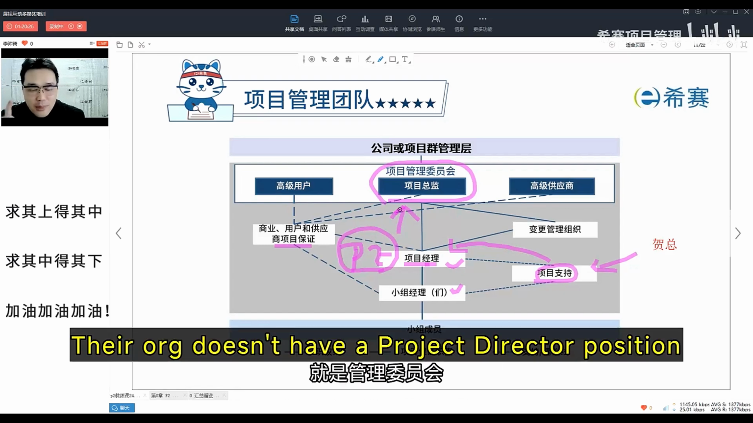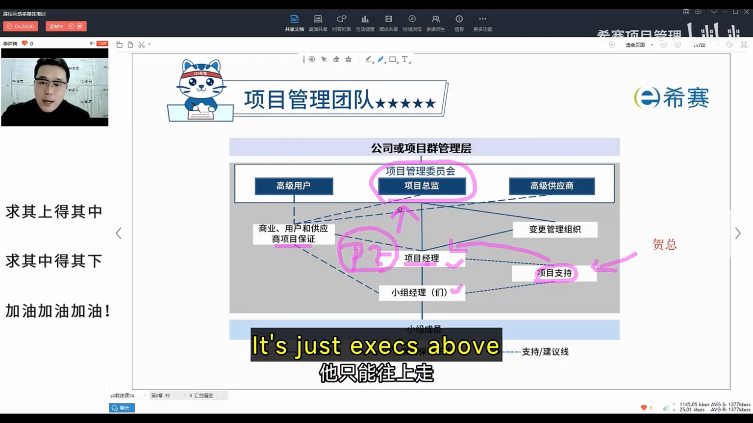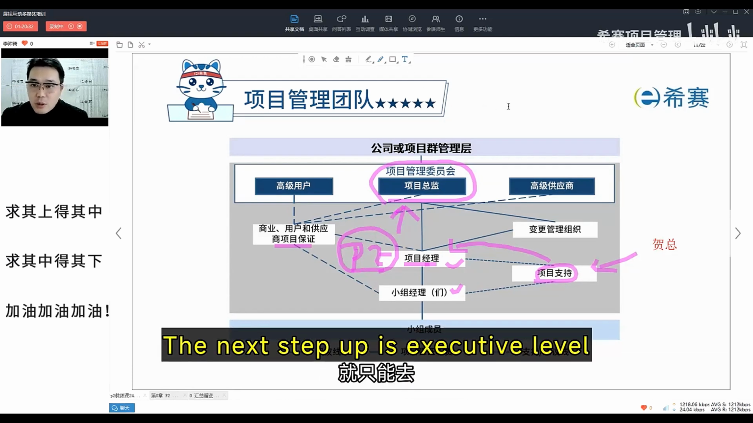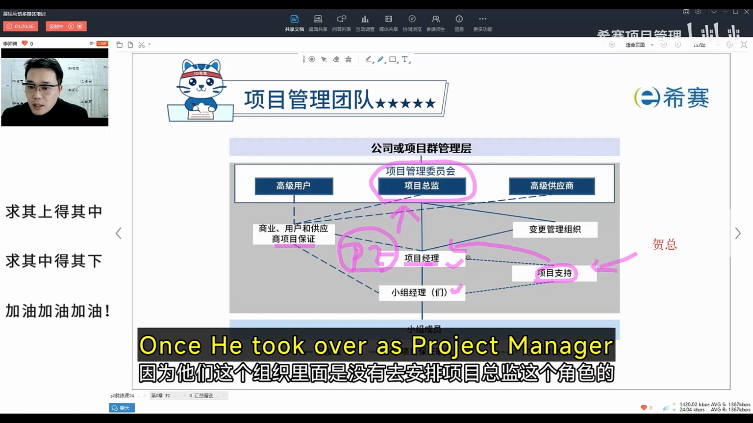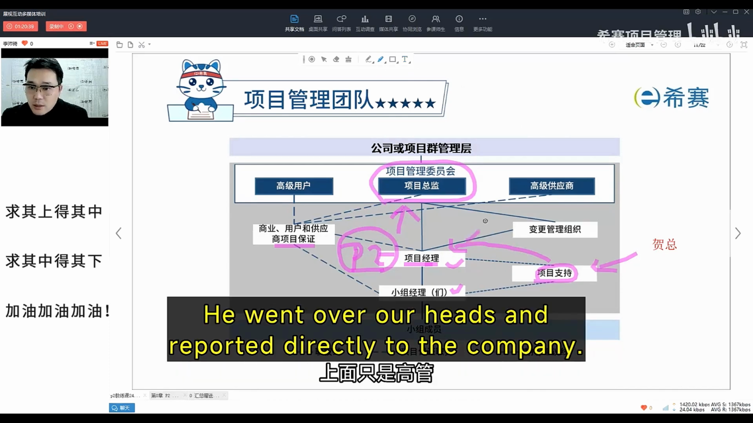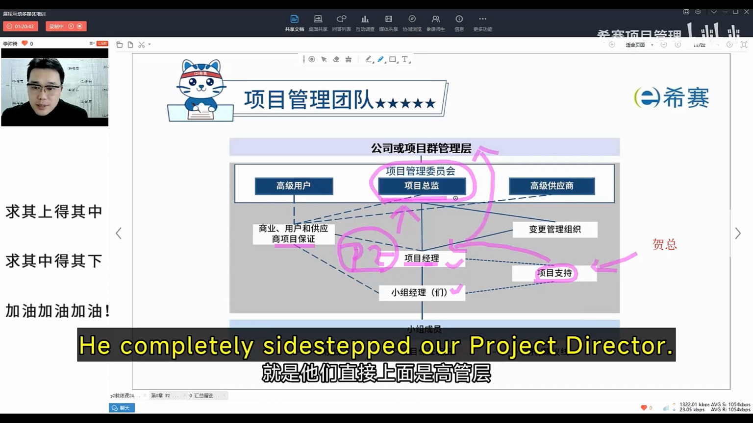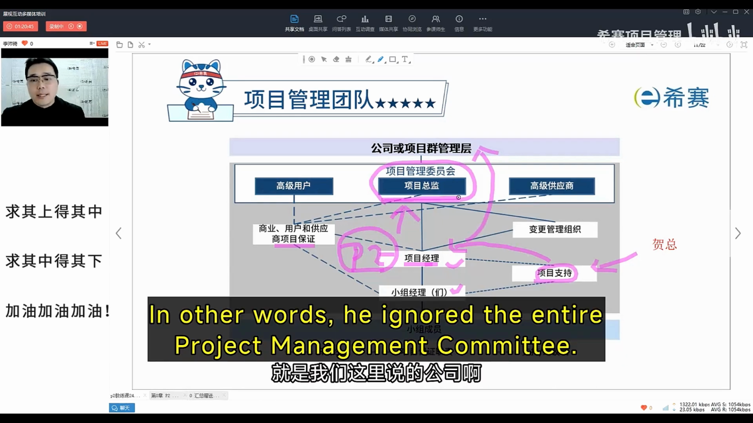Their org doesn't have a project director position. It's just execs above. The next step up is executive level. You know, what we call the company. Once he took over as project manager, he went over our heads and reported directly to the company. He completely sidestepped our project director. In other words, he ignored the entire project management committee.